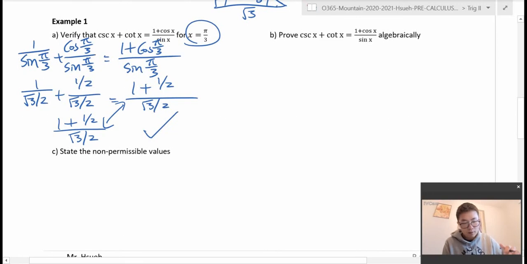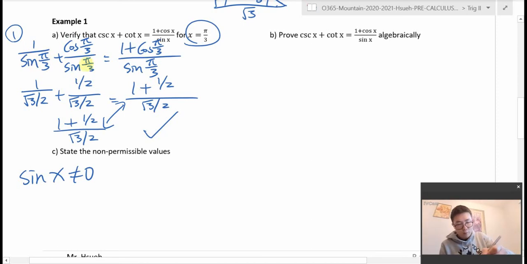It says state the non-permissible values, which means we're looking for the values of x that make the expressions or this equation undefined, or any of these terms undefined. So we have to look at the denominator, because as long as the denominator is 0, it's undefined. If we look at this first line right here, you can see we have a denominator in sine, so sine x cannot equal 0. We'll solve for x later, but for now, we know that sine x cannot equal 0 because that's our denominator.